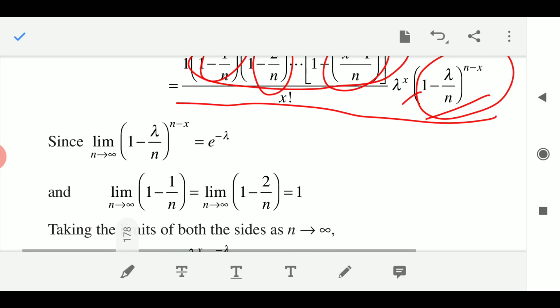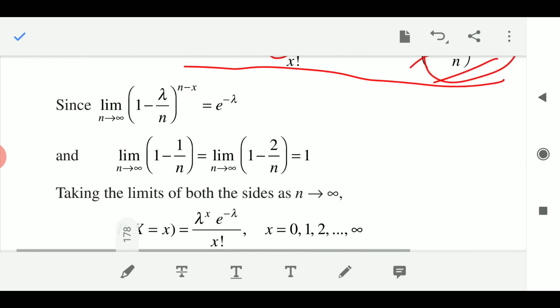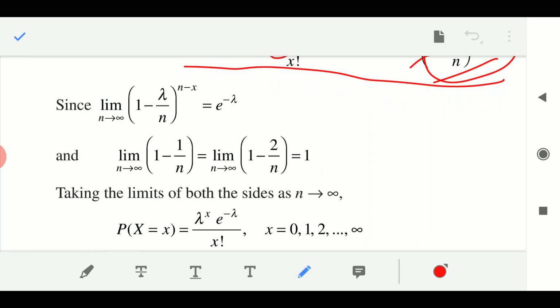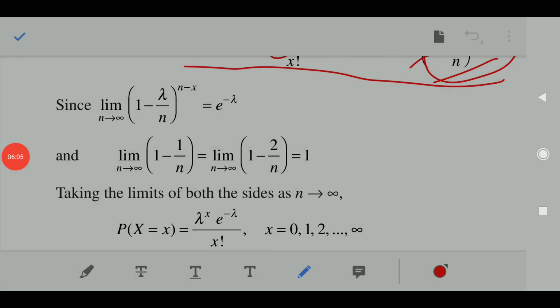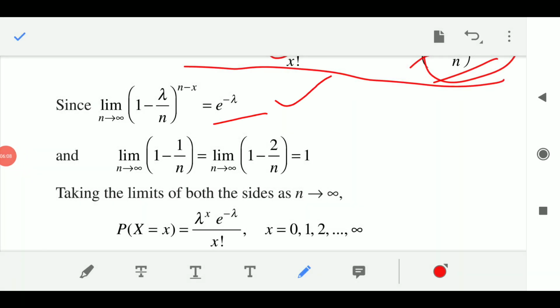On the left hand side we have P of X equals x. No problem. We know one standard formula in limits from your 12th standard knowledge: limit as n tends to infinity, (1 minus lambda by n) whole to the power n minus x, comes out to be e to the power minus lambda. This is the standard result. Also, limit as n tends to infinity, 1 minus 1 by n comes out to be 1. Also, limit as n tends to infinity, 1 minus 2 by n is going to be 1, because the 1 by n term, or 2 by n term, or 3 by n term, or 100 by n term is not going to play a role, because n is going to infinity. Ultimately that thing is going to be 0. So we have 1 here.